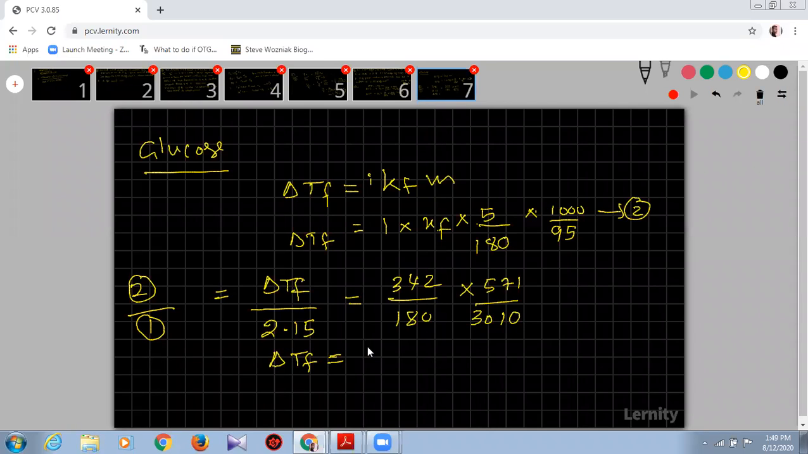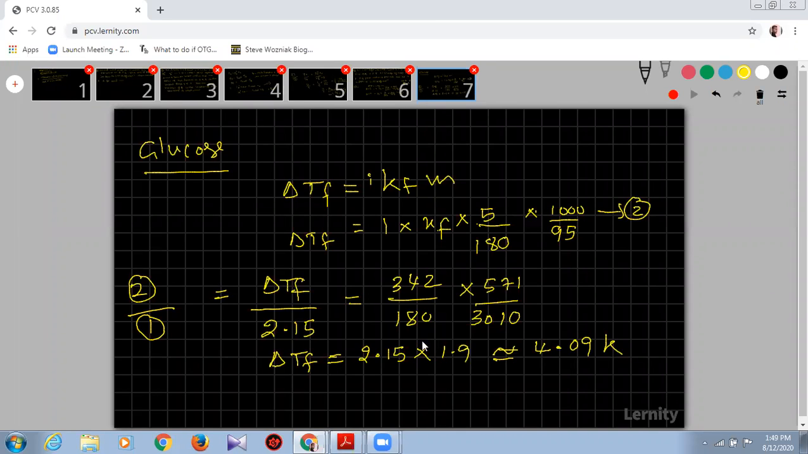Delta TF is equal to 2.15 into whatever value comes here. It will come to nearly 1.9. If you simplify it, you will get nearly 4.09 Kelvin. So this is delta TF.